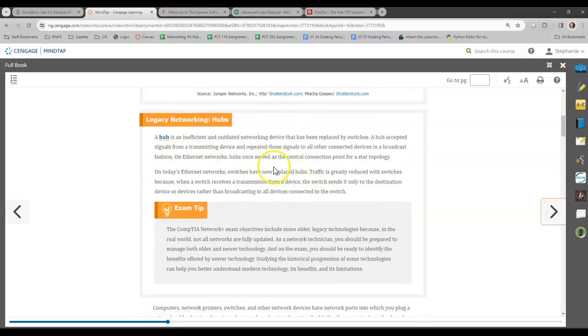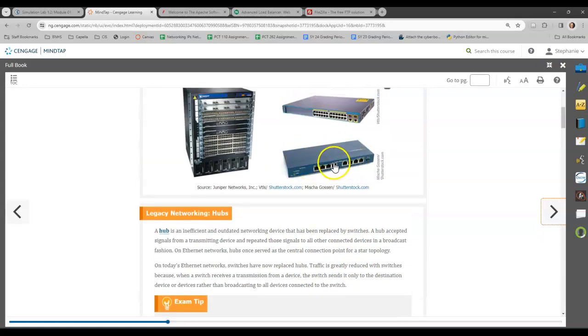A hub is something that's old and outdated. It's inefficient, outdated. Switches are really cheap. I bought a switch like this, and they're really inexpensive. They're very cheap. You can buy them for under $50. In the whole scheme of things, they used to cost a ton of money, and that's why we used hubs. Now we can use switches.